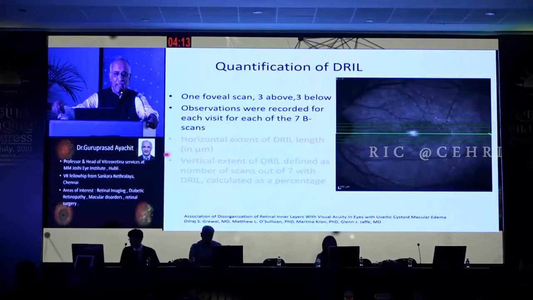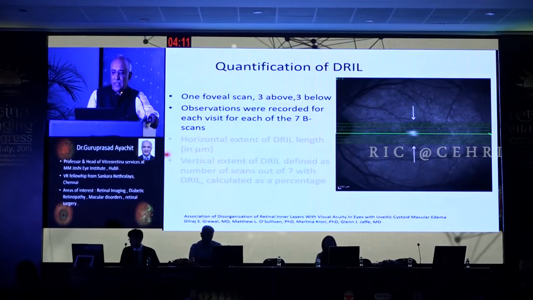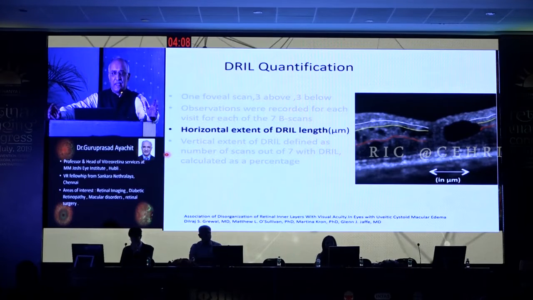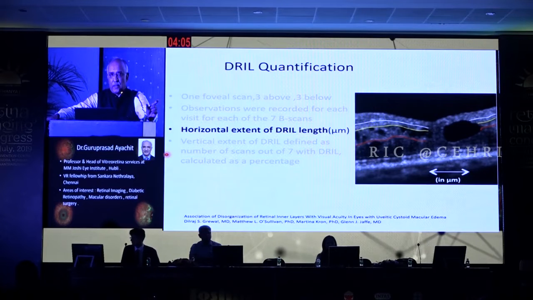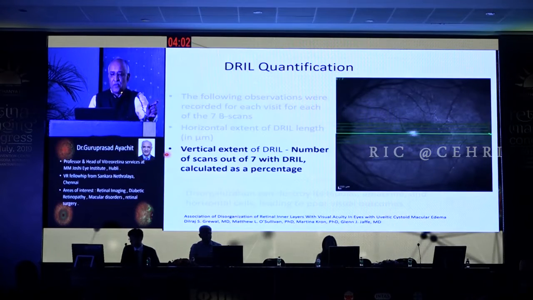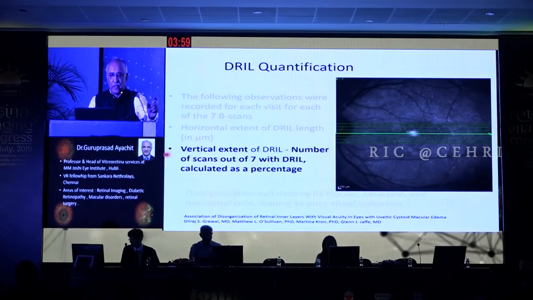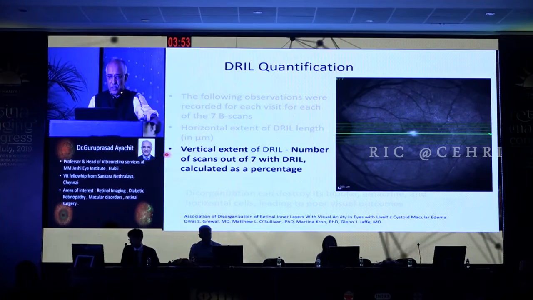There's a beautiful paper on quantification of DRIL by Dr. Dilraj Grewal, who did the foveal scan and 3 scans above and 3 scans below, spaced at 240 microns between each other. Observations were recorded for each visit for each of the 7 B scans. The horizontal extent is the length of the DRIL where differentiation was not possible, and the vertical extent of DRIL was the number of scans out of 7 with the DRIL, calculated as a percentage. So vertical extent was a percentage, the horizontal extent was in microns.